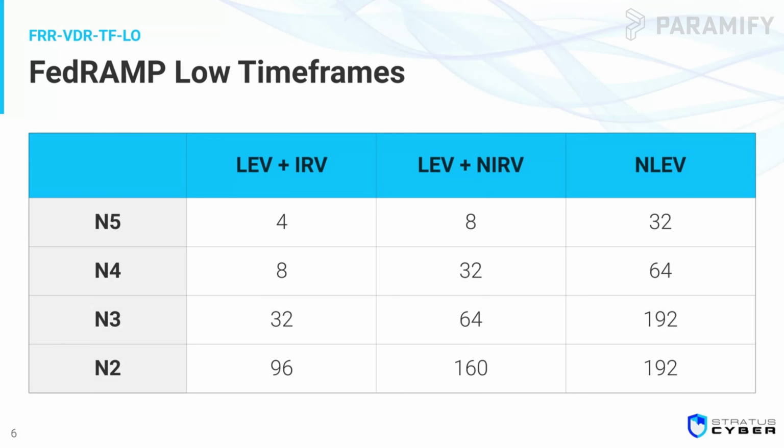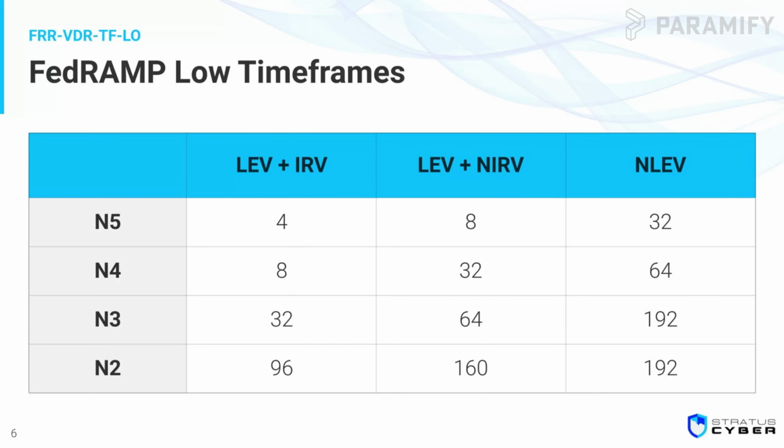So what you're looking at is the FedRAMP low timeframes to respond to and fix a vulnerability. On the left, you're seeing that adverse impact score from N5 down to N2. And on the top, you're seeing 3 different distinctions: whether it's likely to be exploited and internet reachable, likely to be exploited but not internet reachable, and then if it's not known to be exploited.